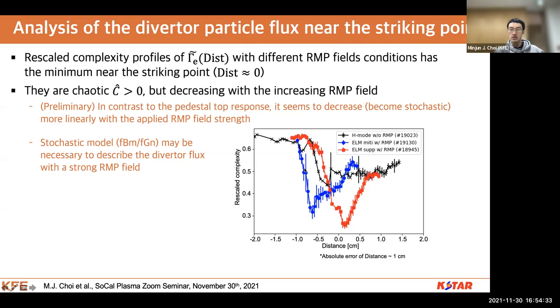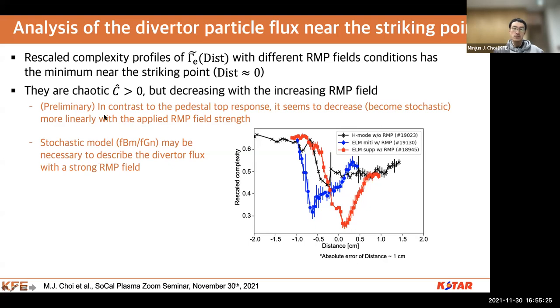And we interpret this change as due to the transition from the private zone to the SOL region. And we think that this minimum point corresponds to the striking point position. They slightly deviate from zero, but we think that there is some absolute error in the measurement of distance due to the uncertainty in the equilibrium. So we just compare the minimum values. Then we found that although they are all chaotic, I mean this rescaled complexity is larger than zero, so they are in the chaotic area, their minimum value decreases with larger RMP field penetration or application.